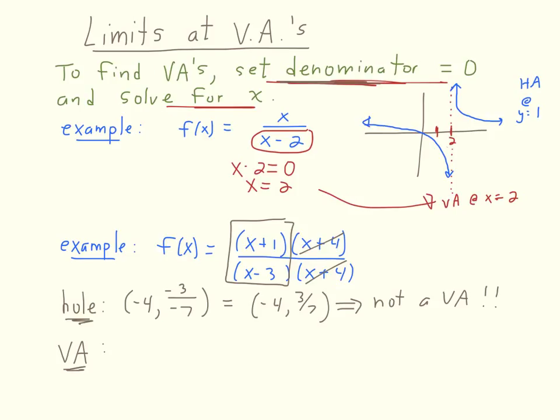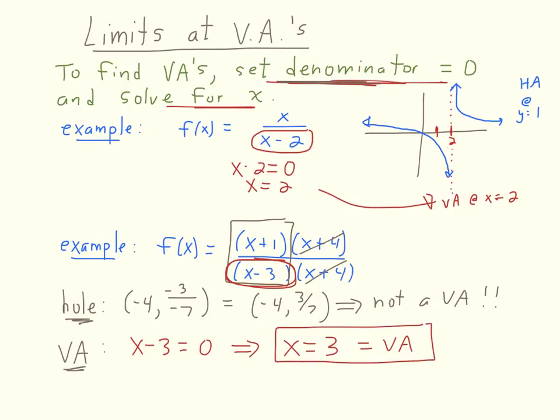Whatever is left over in the denominator, whatever does not have a common factor, that's what we're going to set equal to 0 and solve. So we can see that at x equals 3, we have a vertical asymptote. So if we were to draw this particular graph, you would see at 3 a VA, and then at this -4 point, we would see a hole. So let's now shift our focus to finding limits.